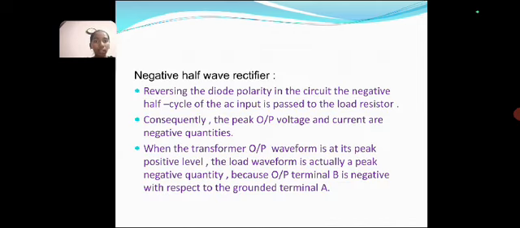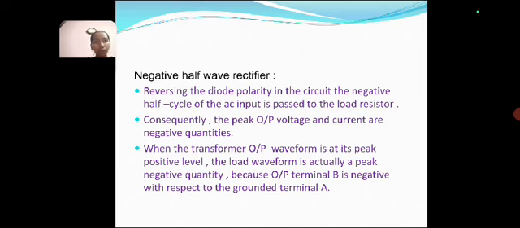Now looking into the negative half wave rectifier. Negative half wave rectifier is similar to the positive half wave rectifier. Just here we need to change the diode direction, that is the diode polarity. By reversing the diode polarity in the circuit, the negative half cycle of the AC input is passed to the load resistor.